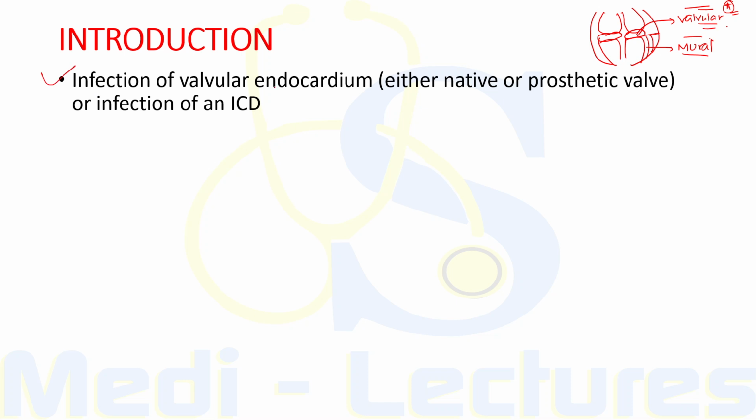So it is the infection of valvular endocardium, be it either in native valve or prosthetic valve, that is artificial valve which is implanted in the patient due to any particular disease of the native valve, or there is infection of an intracardiac device. If infection of either valvular endocardium or the intracardiac device occurs, it is termed as infective endocarditis.